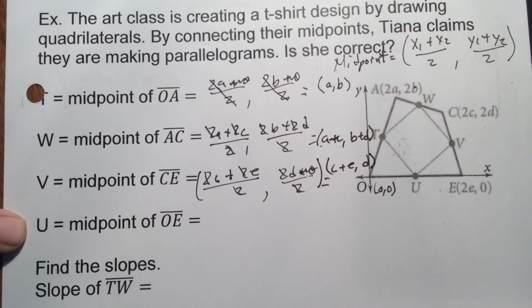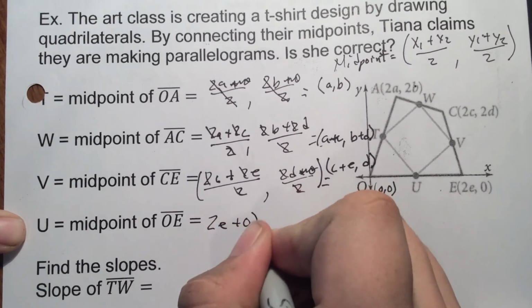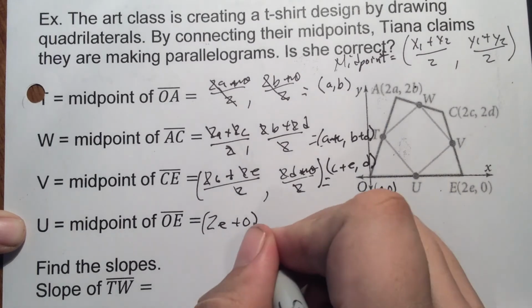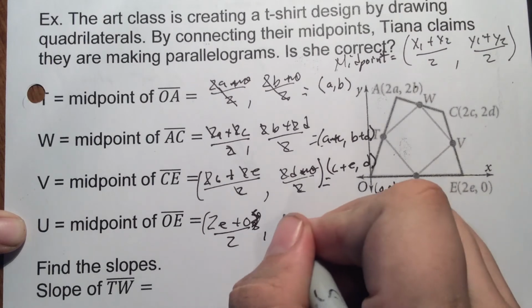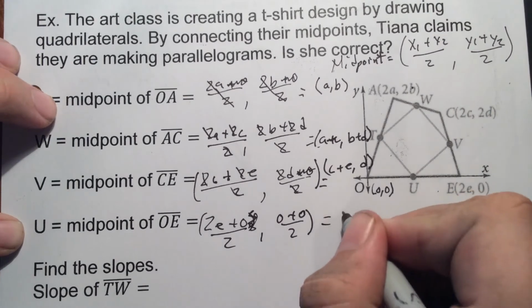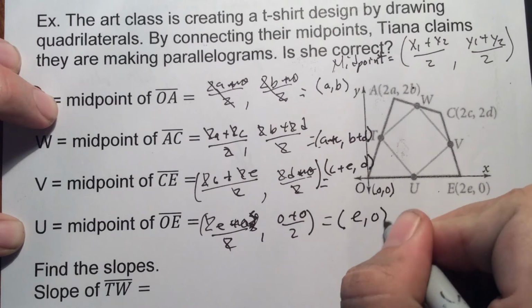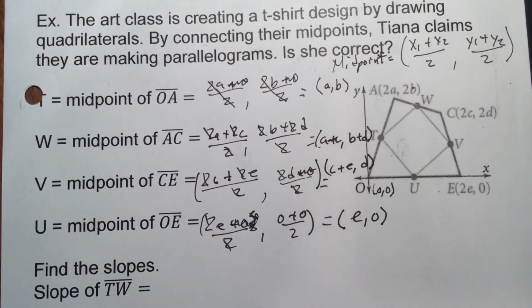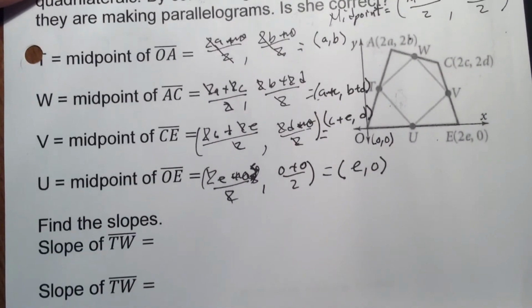For that one's midpoint. Lastly, for U, we're dealing with these. So 2e plus 0 for our x's over 2. And then 0 and 0 for our y's. So we're going to end up with the 2's canceling, 0 going away, e comma 0 for that last one. So, a lot going on there. And I know these points aren't ideal, but they're workable, and we'll get through it here.